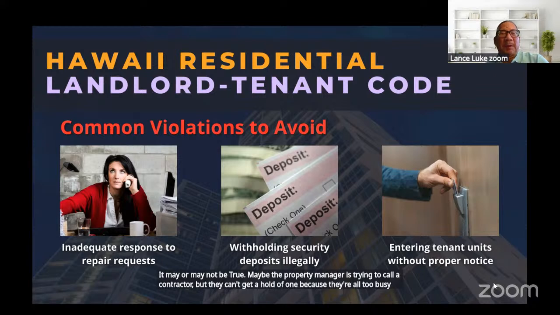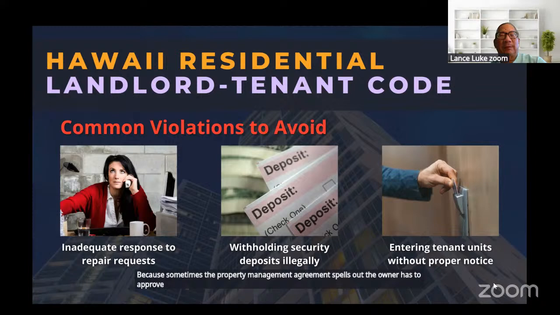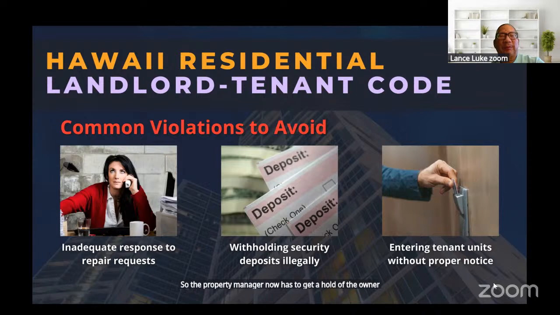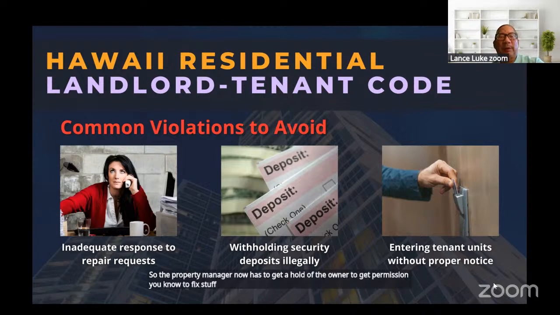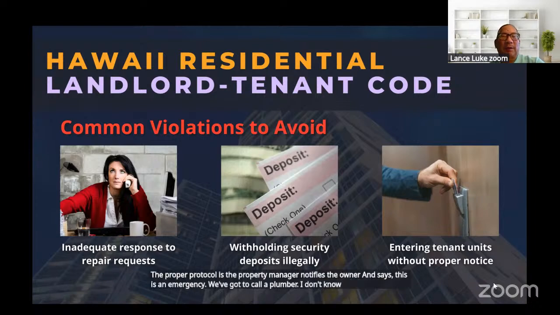Or maybe they have to get permission from the owner of the property, because sometimes the property management agreement spells out the owner has to approve repairs to the property if any repairs are over $200. So the property manager now has to get a hold of the owner to get permission to fix stuff. Now, in situations where it's an emergency, the proper protocol is the property manager notifies the owner and says, this is an emergency, we've got to call a plumber. I don't know how much it's going to cost because I don't know what the problem is, or electrical or roof or structure repairs.